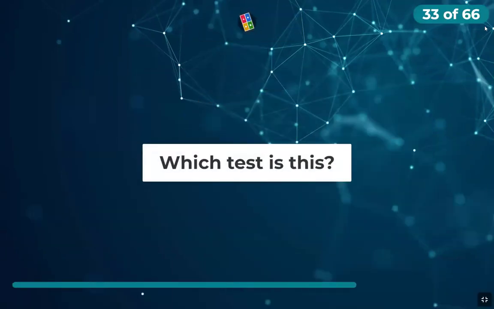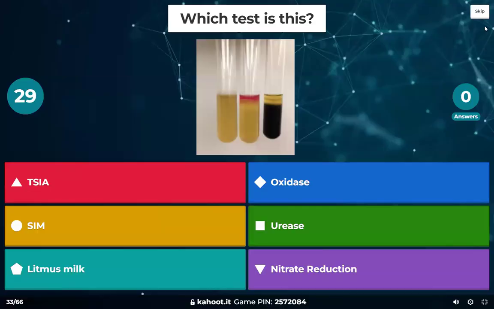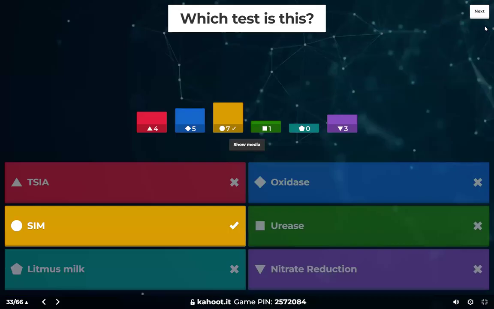Which test is this one? This is all one test, just different kinds of results. All righty, so that was SIM. You've got to be able to recognize these guys when they're uninoculated and what their different possible results could be.